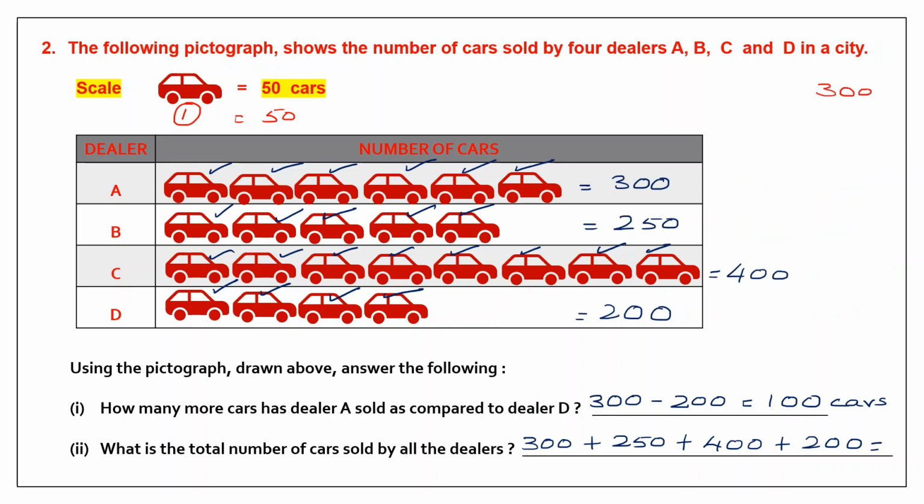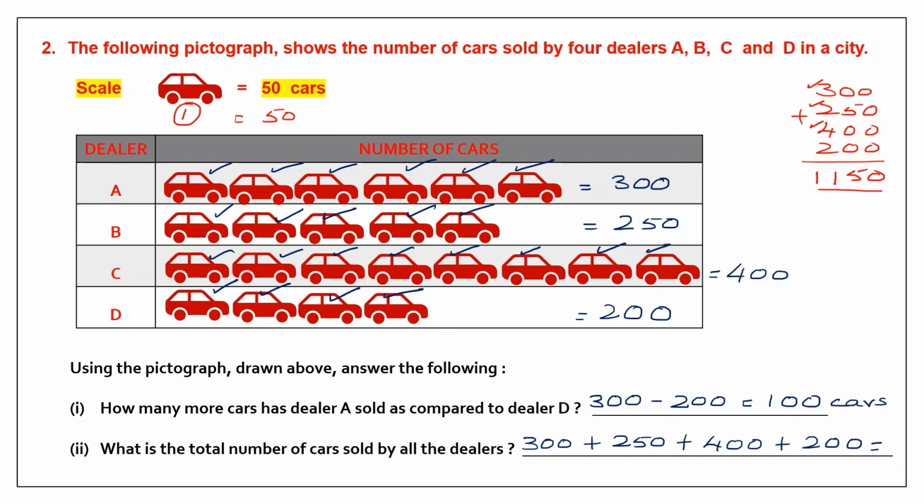300 plus 250 plus 400 plus 200. So we have to add up these. Let's add this up and see. So here we get 0. Here we only have 5. Now 3 plus 2 is 5. 5 plus 4 is 9. 9 plus 2 is 11.